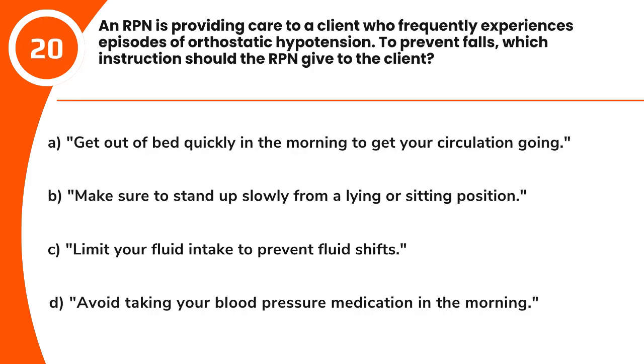Question 20. An RPN is providing care to a client who frequently experiences episodes of orthostatic hypotension. To prevent falls, which instruction should the RPN give to the client? A. Get out of bed quickly in the morning to get your circulation going. B. Make sure to stand up slowly from a lying or sitting position. C. Limit your fluid intake to prevent fluid shifts. D. Avoid taking your blood pressure medication in the morning.